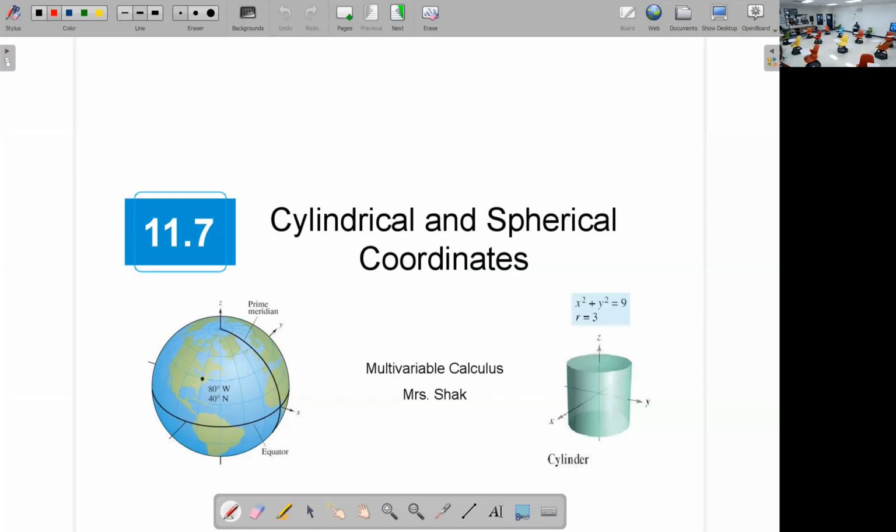You guys can see this: cylindrical and spherical coordinates. This is actually the last section of chapter 11, which means the rest of the week we have 2 more classes. I know there's a group quiz day, a classwork day, a take-home quiz and all that. And then next Monday will be your chapter 11 unit test.